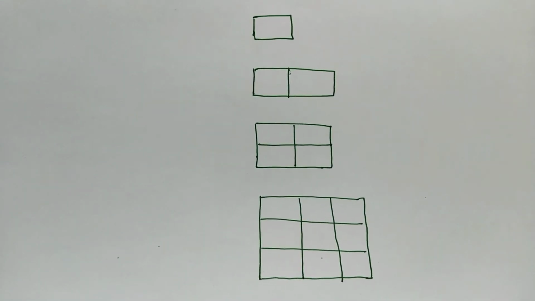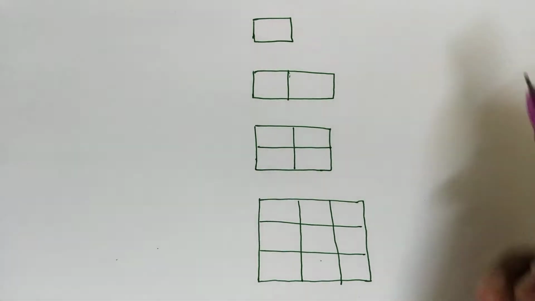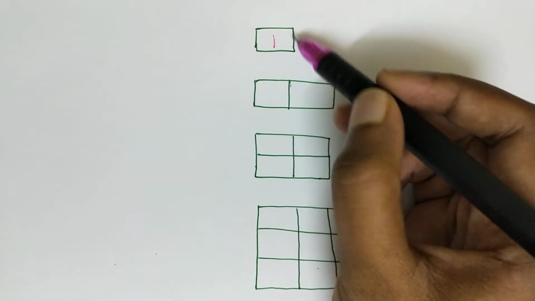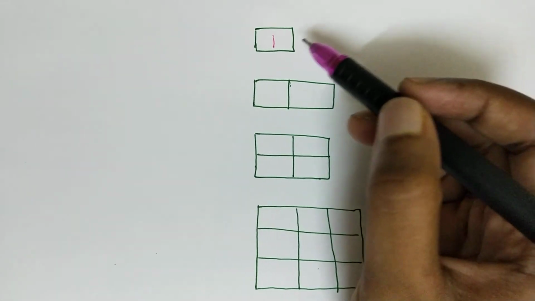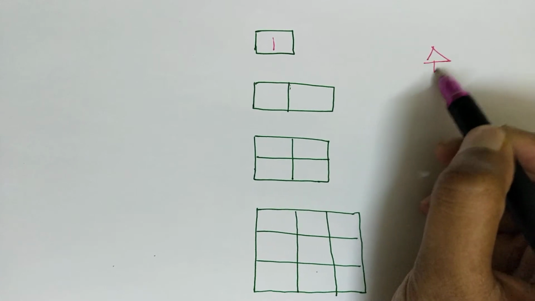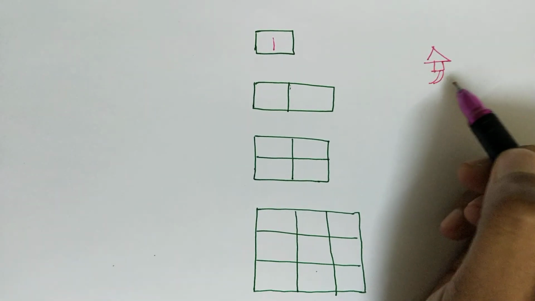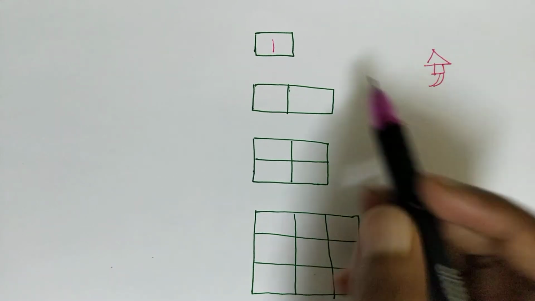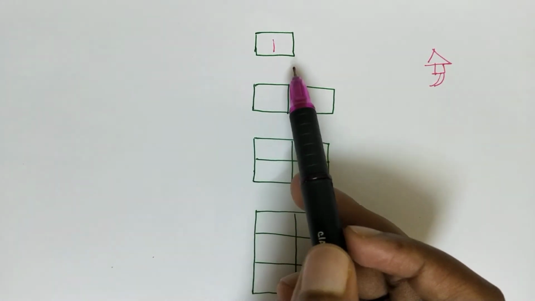Assume that we have only one grid. In how many ways can we travel the grid? There is only one way, because there is only one grid, so we can reach that grid in only one way. Assume that you have a house and there is a way. In how many ways can you reach that house? There is only one way, right? So there is only one way you can reach this grid.